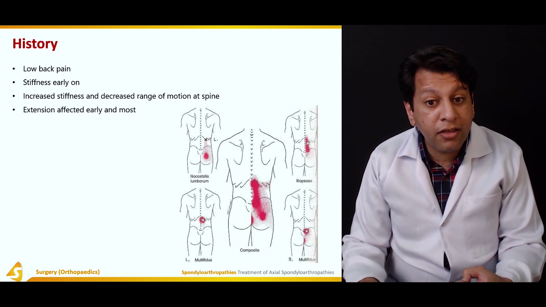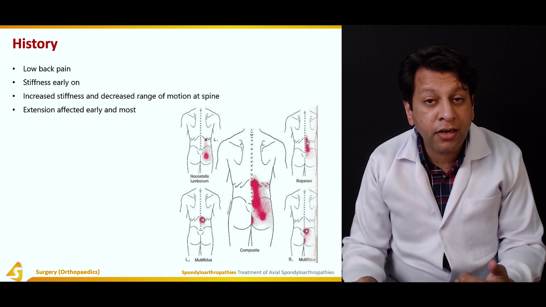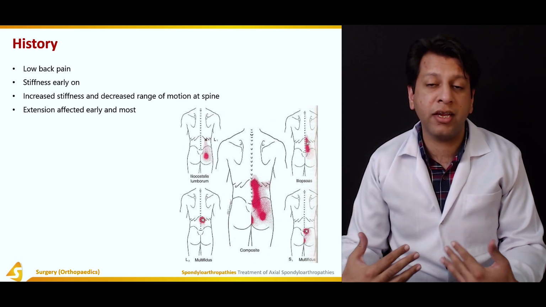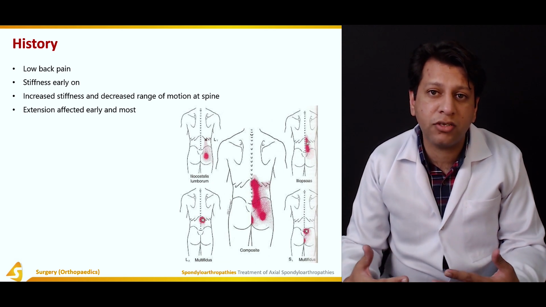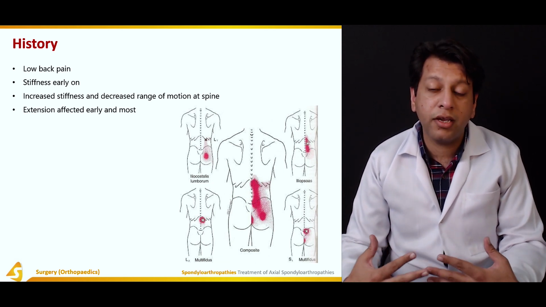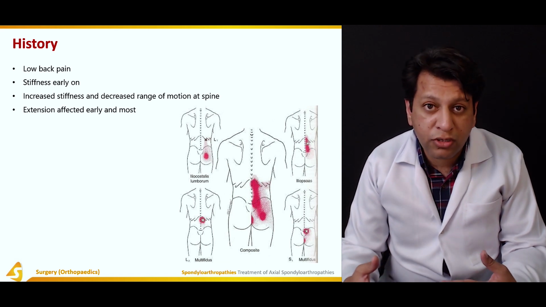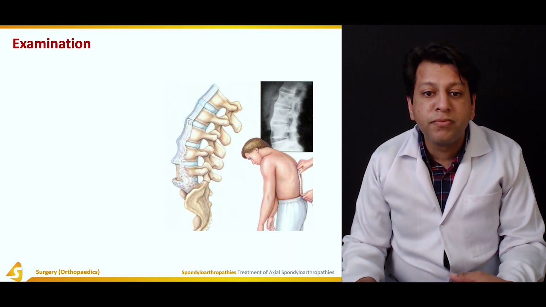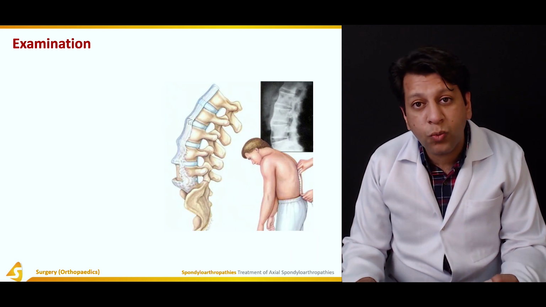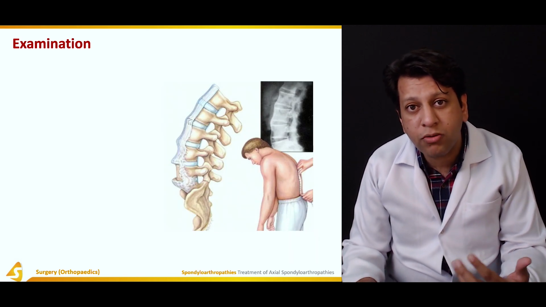Extension is affected early, and it is actually the most affected movement. Extension is when they go backward. For example, when they're lifting anything, it's very difficult for them to lift anything up, or when something falls down, to bend forward and lift it up. That becomes very problematic.